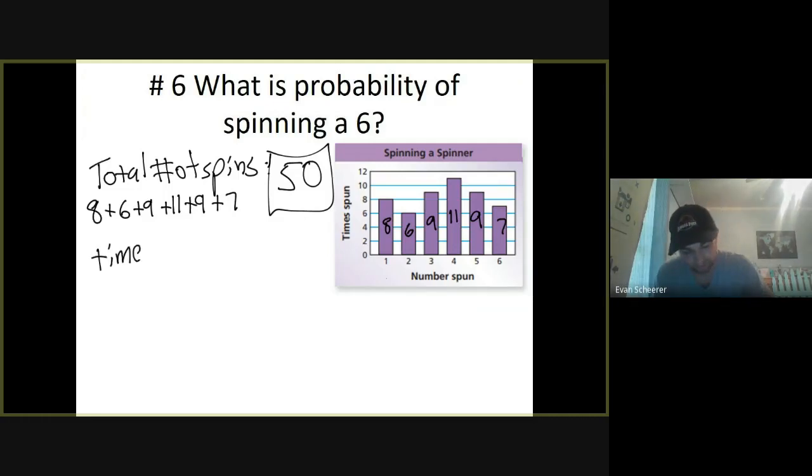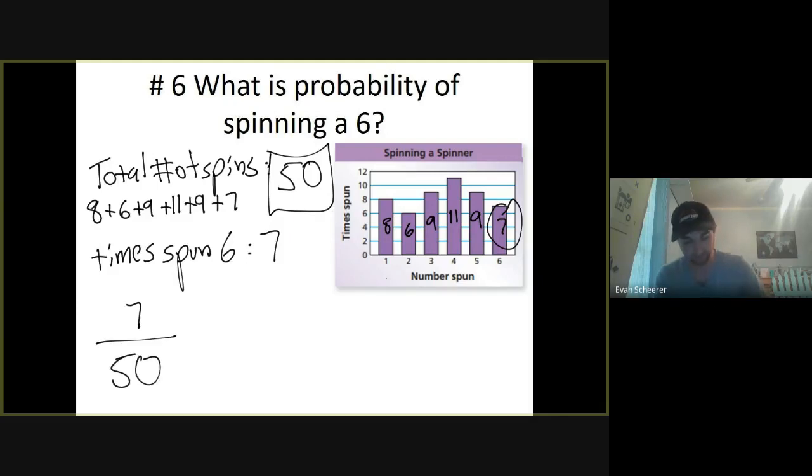So we need to find out the times spun 6. Well, how many times did we spin a 6? Look right here. We spun a 6 7 times. So therefore, the probability of spinning a 6, remember, it's going to be the number of times the event occurs over the number of times the event was done. So that is 7 times we spun a 6 over 50.